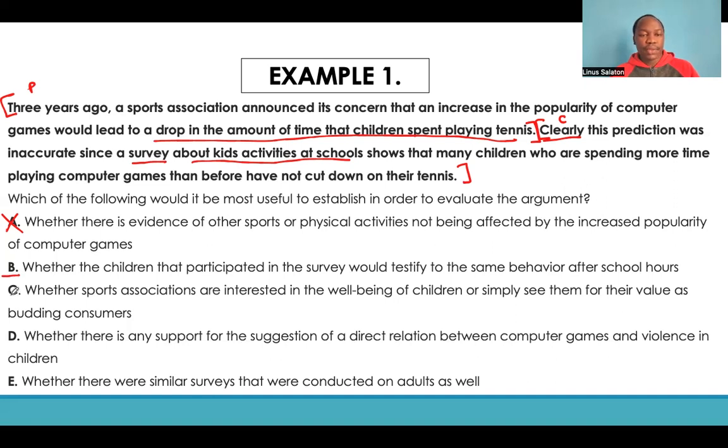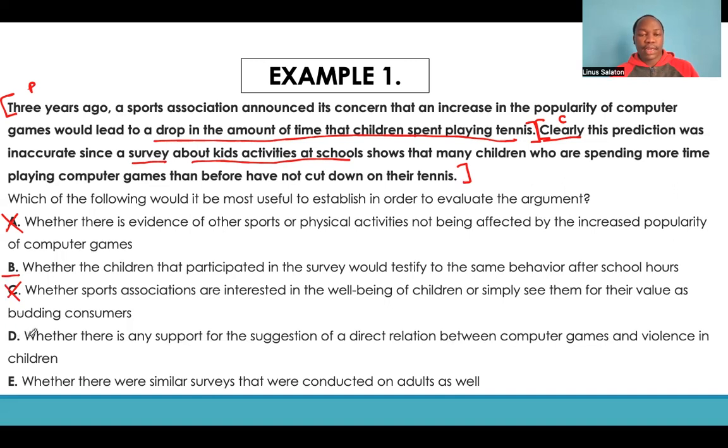C says, whether sports associations are interested in the well-being of children or simply see them for their value as budding consumers. So this is a bit out of scope. We are more or less interested in whether children playing computer games actually affects their participation in tennis. All right. So this is also out of scope.